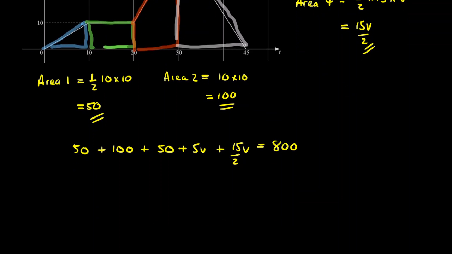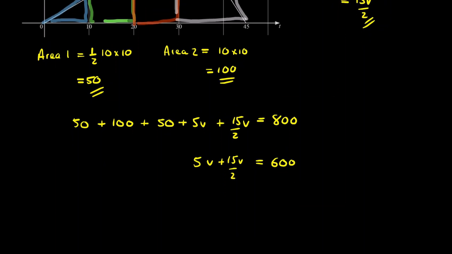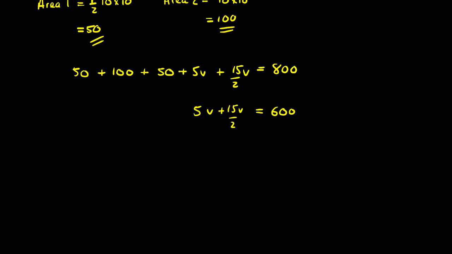We just try to make sure we avoid mistakes, right? So here what we're going to get is 50 plus 100 plus 50 is 200. We can subtract that from both sides, which means we're going to get 600 is equal to 5v plus 15v upon 2. And we can combine these two fractions here. So it's going to be 10v upon 2 plus 15v upon 2 is 25v upon 2. You get 25v upon 2 is equal to 600. And so 25v is equal to 1200.